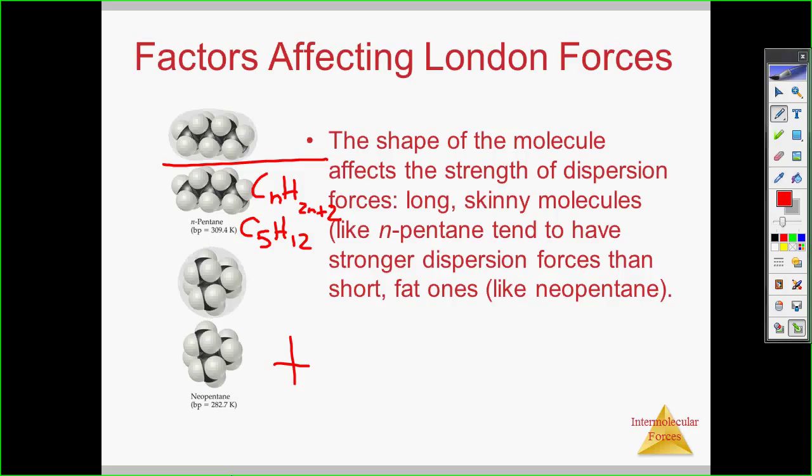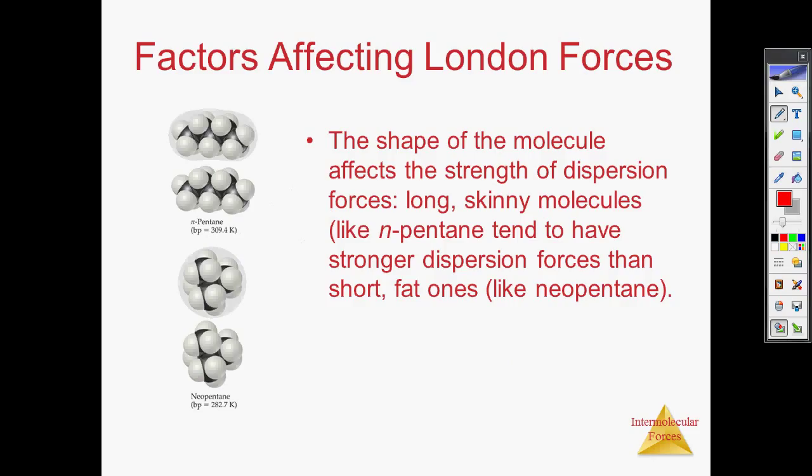So you need to know, if you look at the shape, the ones that are long and skinny, which ones are going to have better dispersion forces? Neopentane or n-pentane? Tell me why. Okay, very good. More surface area.